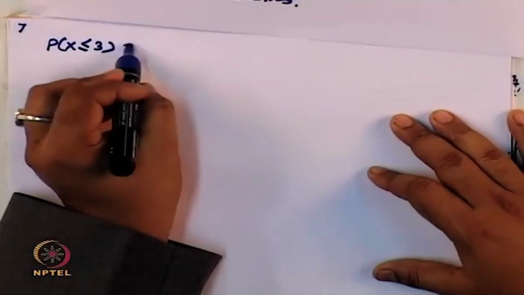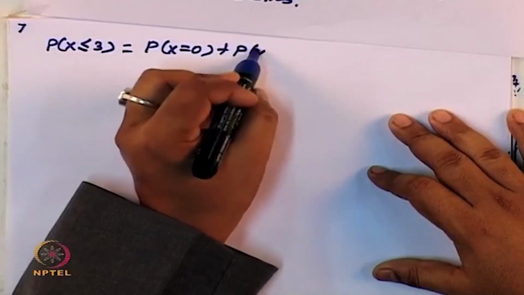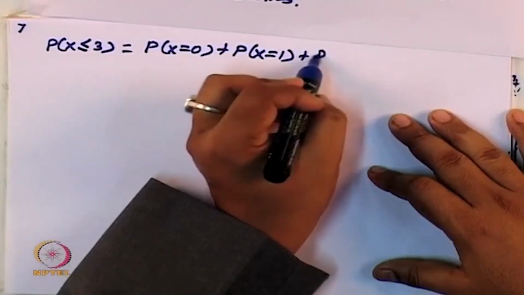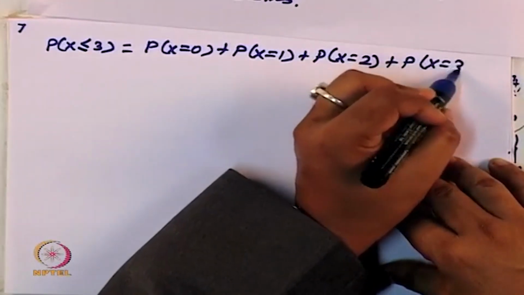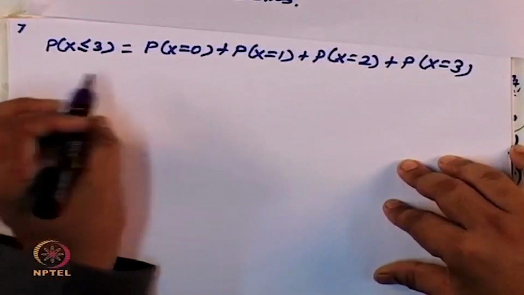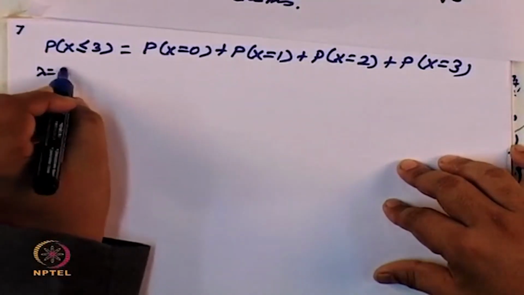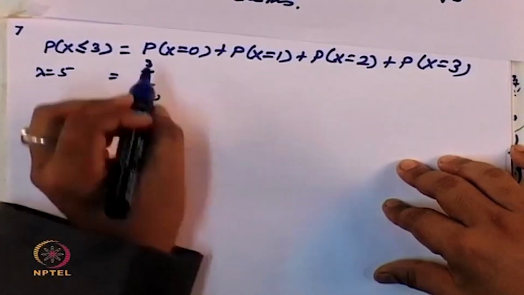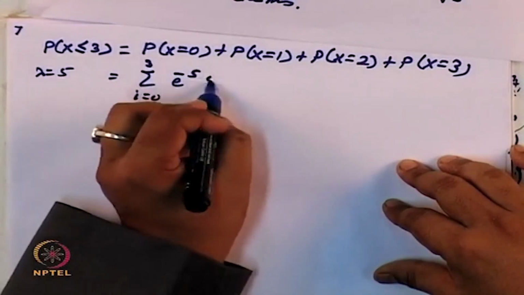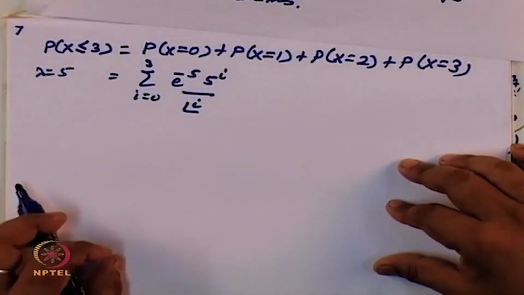So then this is nothing but the probability of x equal to 0 plus the probability of x equal to 1 plus the probability of x equal to 2 plus the probability of x equal to 3. And then you can plug in the values. You are also given the average number of claims is 5, that means lambda is 5. So you can just expand the summation i equal to 0 to 3 of e to the power minus 5, 5 to the power i by factorial i. This will be your final answer.